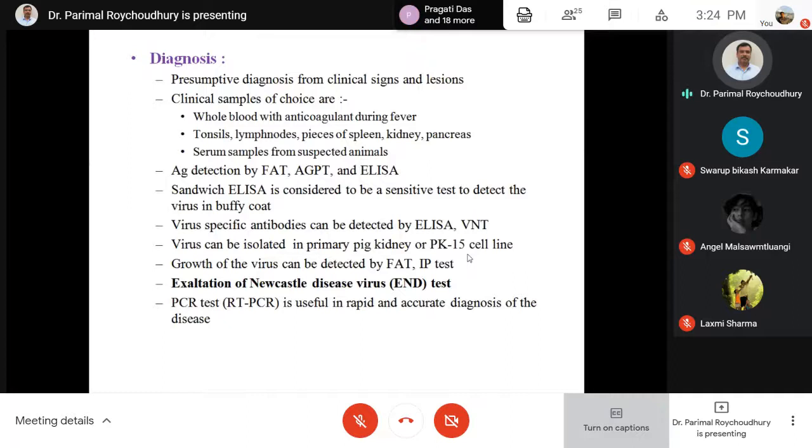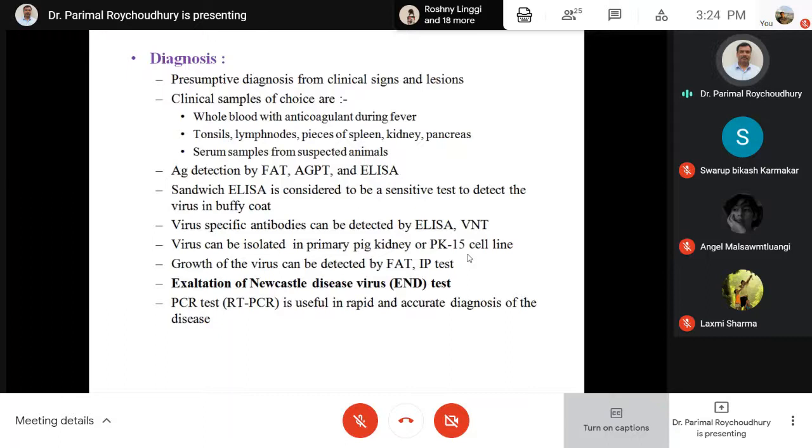So we have to depend on the secondary methods of immunoperoxidase tests or FAT test for localizing the virus in the infected cells. So those are the tests we can perform for detection.